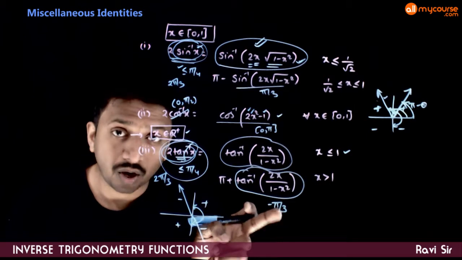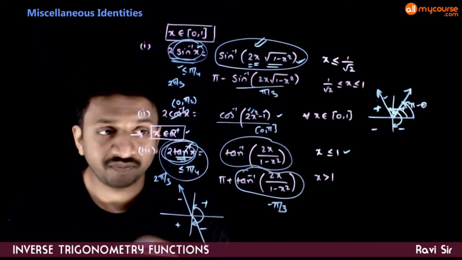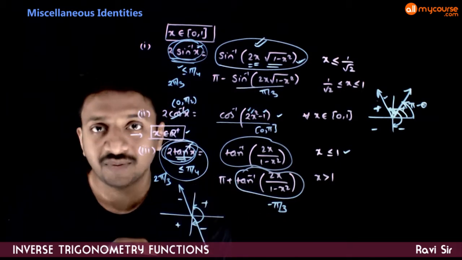So what should you do to minus pi by 3 to make it equal to 2 pi by 3? Pi minus pi by 3.